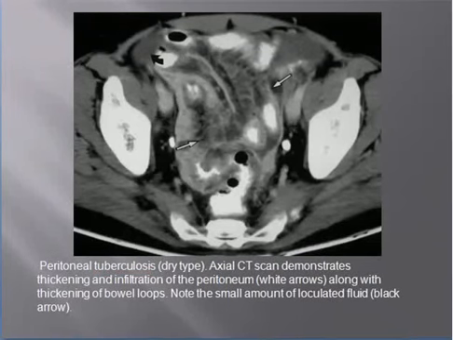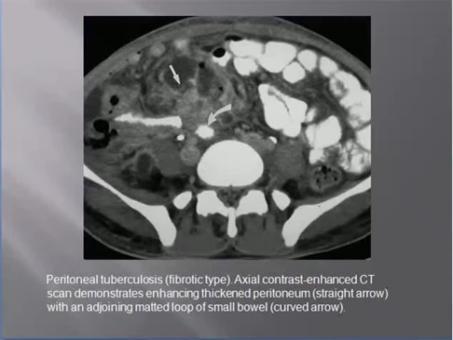Now this is peritoneal tuberculosis, dry type. Axial CT scan demonstrates thickening and infiltration of the peritoneum, white arrows, along with thickening of the bowel loops. Note the small amount of loculated fluid, black arrow. Peritoneal tuberculosis, this is fibrotic type. Axial contrast enhanced CT demonstrates enhancing thickened peritoneum, straight arrows, with adjoining matted loops of small bowel, curved arrow.